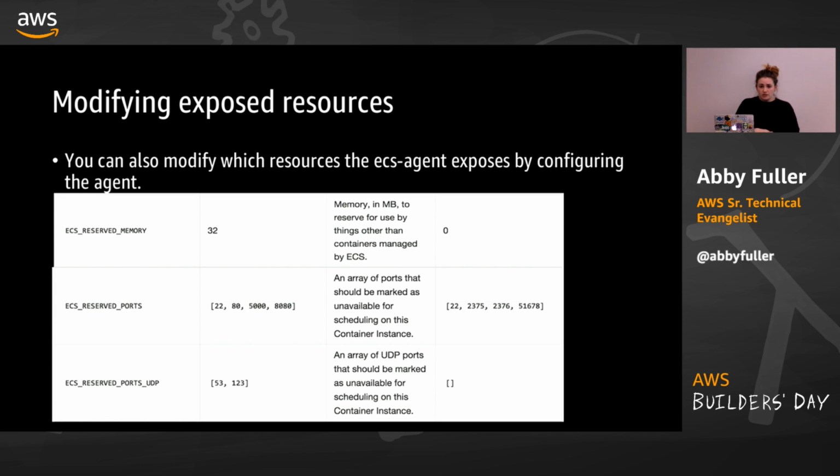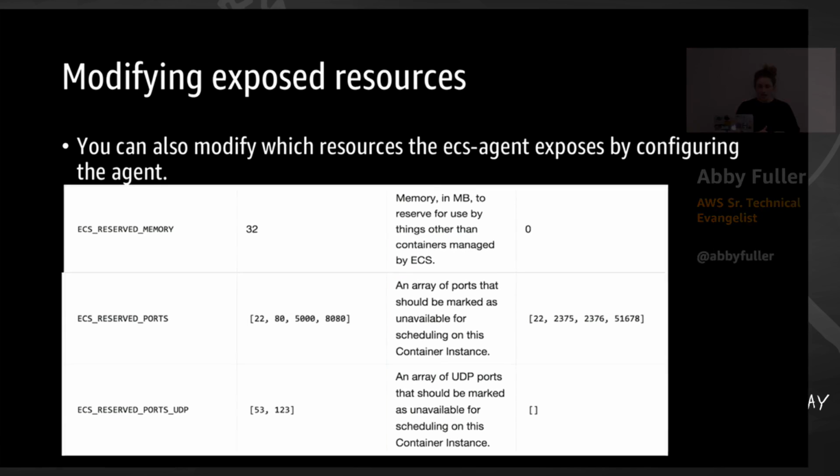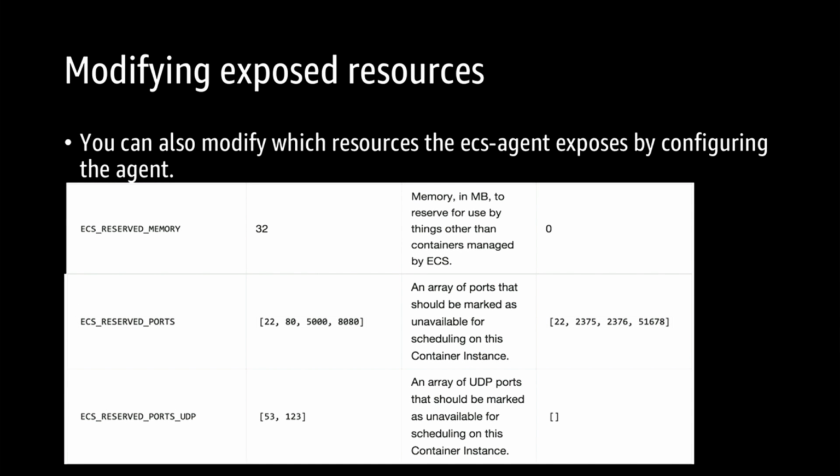You can modify that, so you can hide things from the ECS agent. If you have resources that you want to use for a daemon process or something that's not managed by ECS, you can hide resources from ECS, so it won't try to schedule on top of that. It works for memory, ports. You can pass that flag to the agent so that it doesn't try to steal your resources.